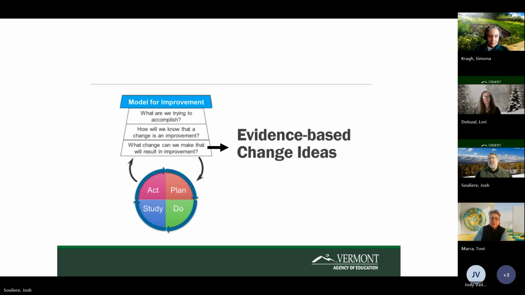Tony? Thanks, Josh. So recall again the model for improvement. And here, the third question, what change or changes can we make that will result in improvement, relates directly to the selection of evidence-based change ideas, based on your previous data analysis, root cause analysis, and established goals.